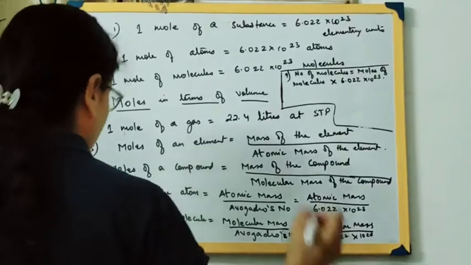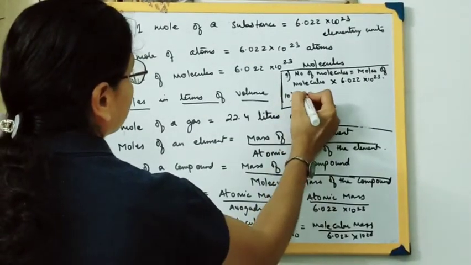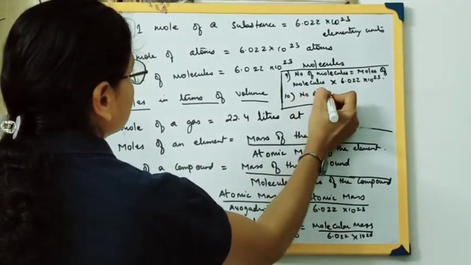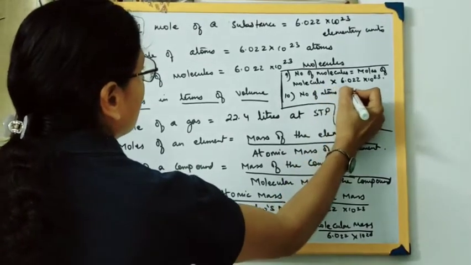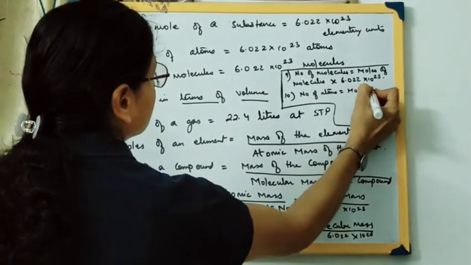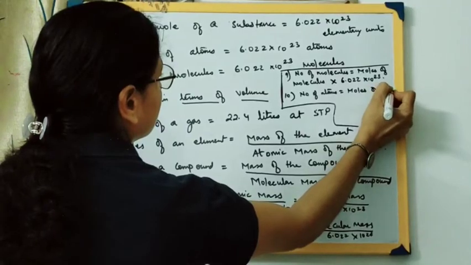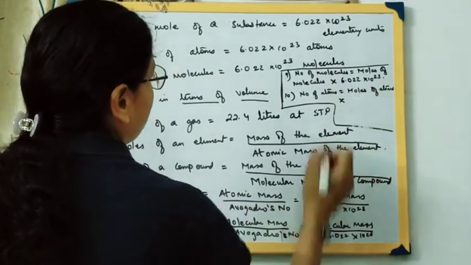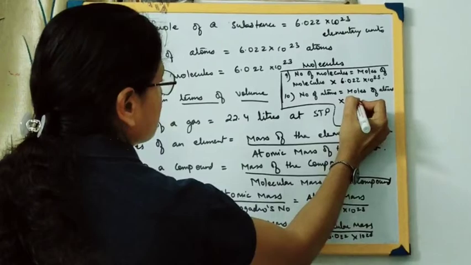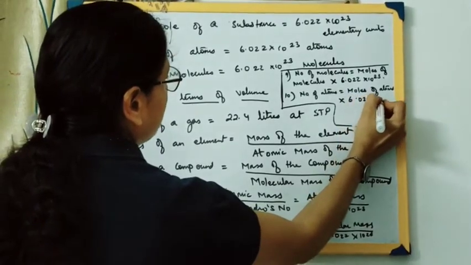Next, 10th formula, number of atoms. Number of atoms. So this will be what? Moles of atoms into Avogadro's number, that is 6.022 into 10 to the power 23.